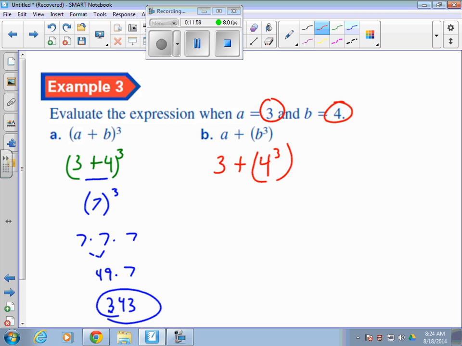That's not in parentheses. So before we add 3 and 4, now we're going to do 4 to the third power, which means 3 plus, and then it's 4 times itself 3 times. 4 times 4, we found out earlier, was 16, times 4 is going to be 64. So 3 plus 64 is going to give you 67. Are there any questions on those?